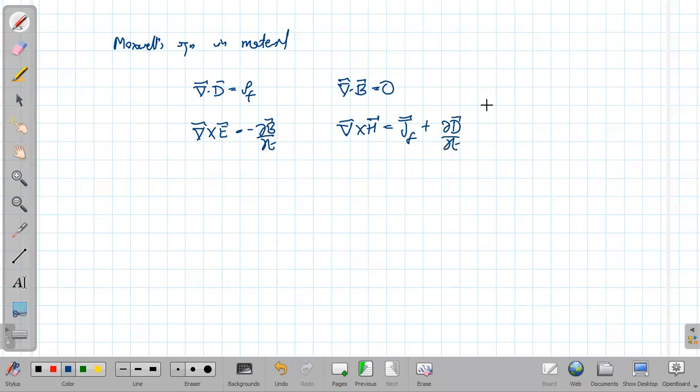Now if you look at the last equation, del cross H is JF plus dou D by dou t. So dou D by dou t is equivalent to some kind of current. This dou D by dou t is usually called the displacement current.